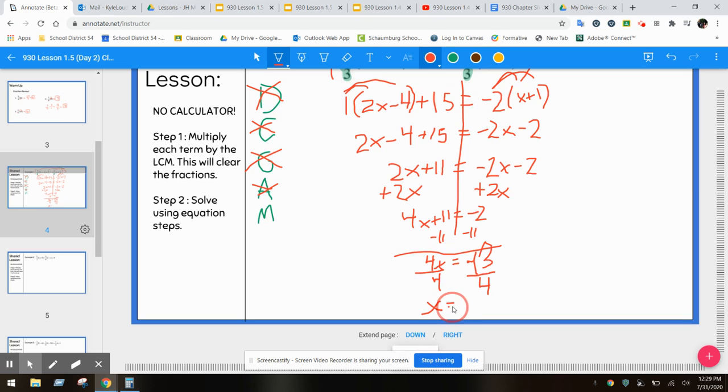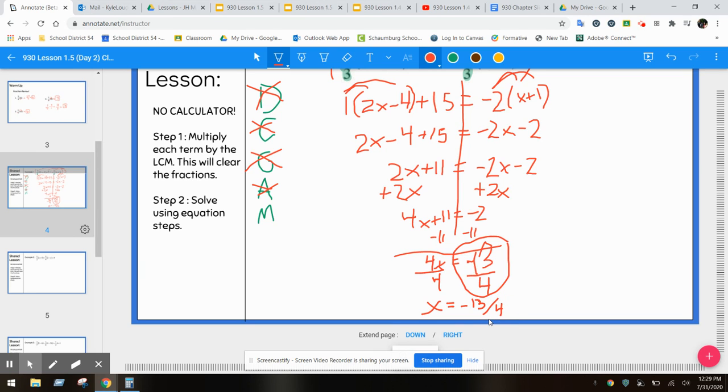Many times my students are confused about where the fraction comes from. The fraction is right here. Negative 13/4. We created it when we divided by 4. So my final answer is x equals negative 13/4.